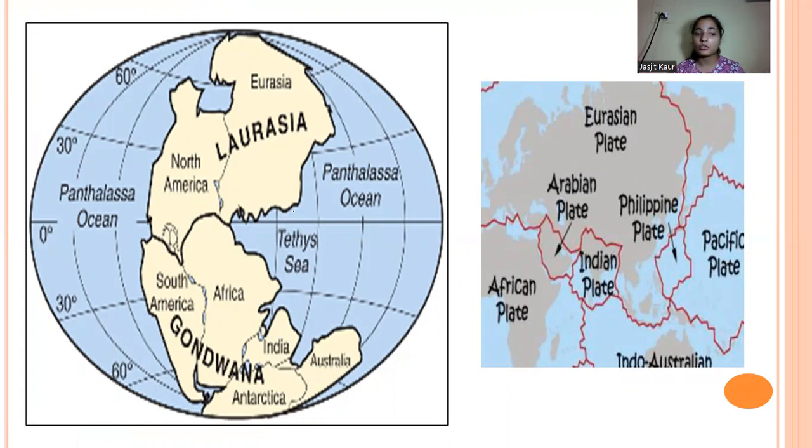So we have the Laurasia continent. We have a Laurasian landmass in which we have North America and Eurasia. And then we have the Gondwana landmass, which is the oldest landmass of the Earth's surface, in which Africa, South America, India, Australia, and Antarctica are there. And we have Panthalassa Ocean present at that time. That is the only ocean in that particular period.